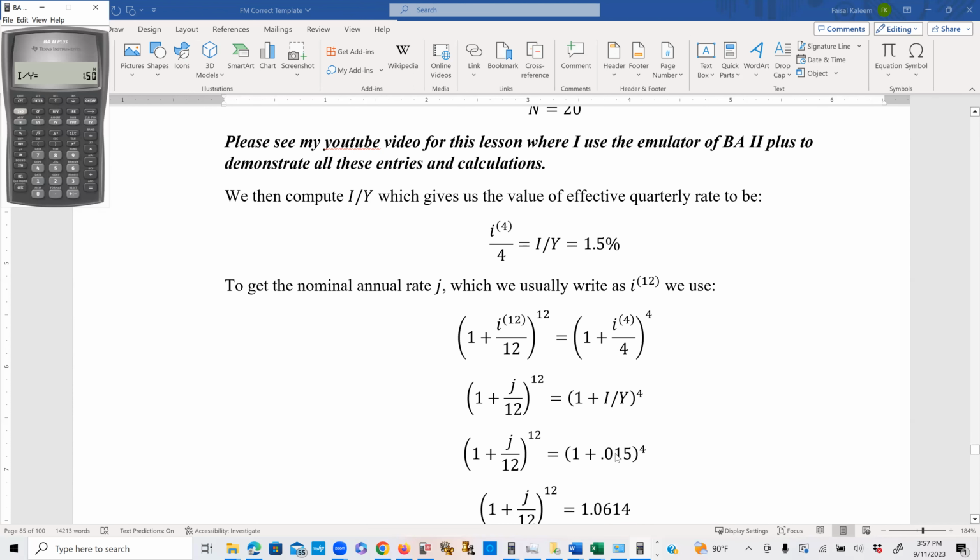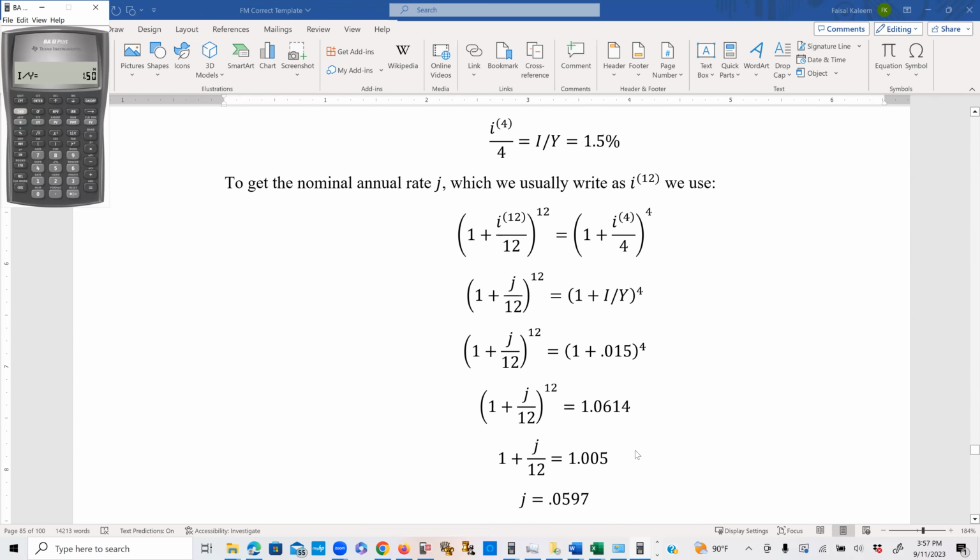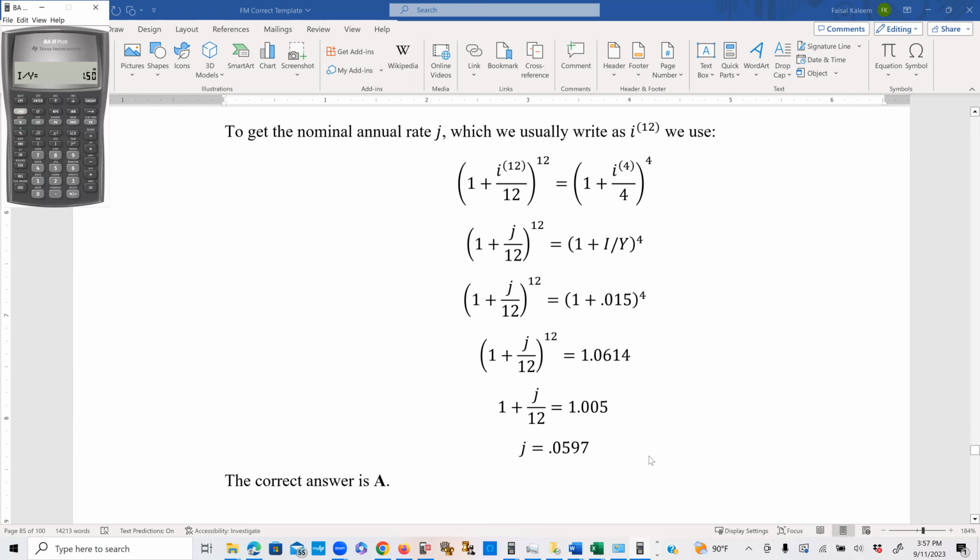And so that's 0.015. From here, we first evaluate this expression, and then take the 12th root, that gives you 1 plus J over 12, and then you subtract 1 and multiply by 12. So J comes out to be 0.0597, and that is choice A.